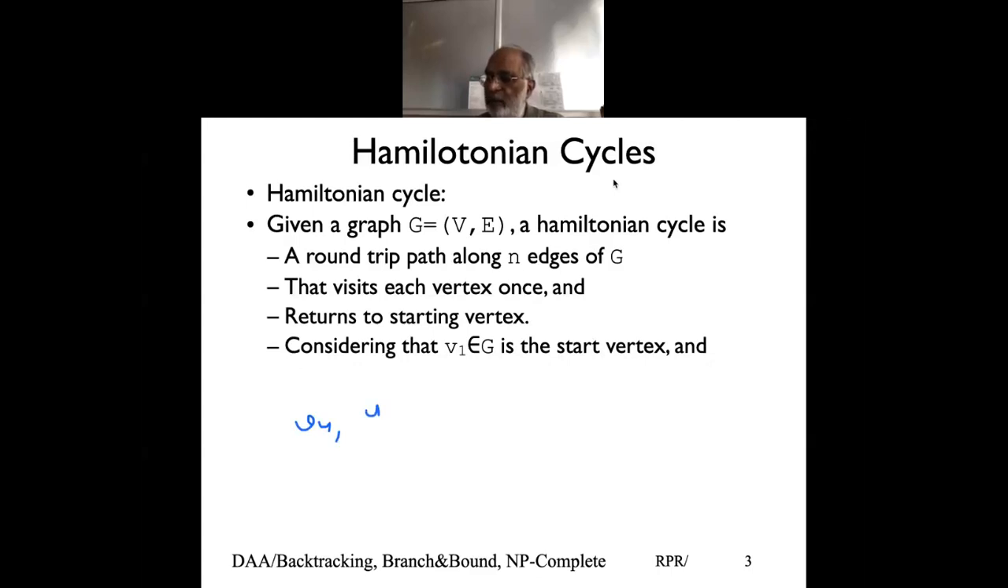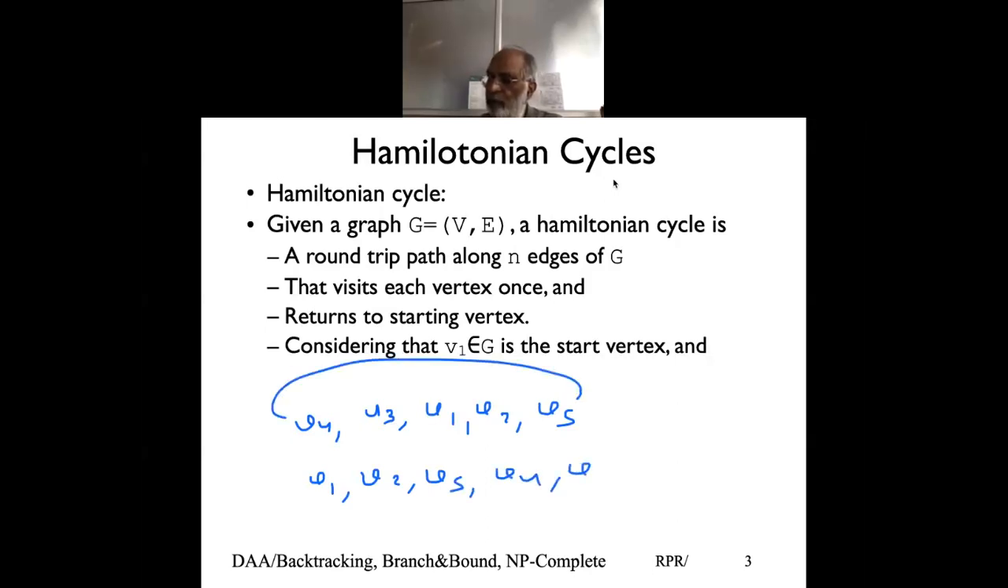Let's say I have 5 vertices. I can say vertex 4, vertex 3, vertex 1, vertex 2, and vertex 5. Or I can write the same cycle as vertex 1, vertex 2, vertex 5, vertex 4, then vertex 3, and then back to vertex 1. It doesn't matter which vertex you start from, each vertex is covered. So in general, for generality, we always start from the first vertex, vertex number 1, but you can start with any vertex and always get the same solution.